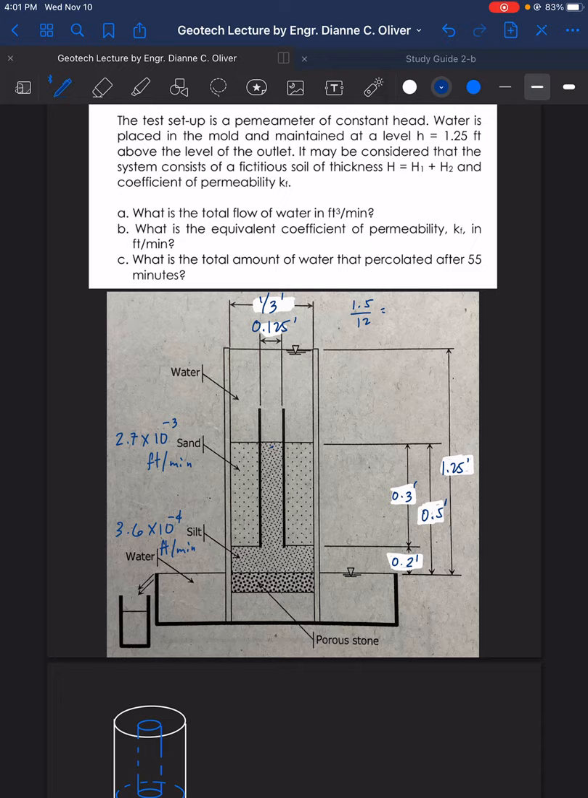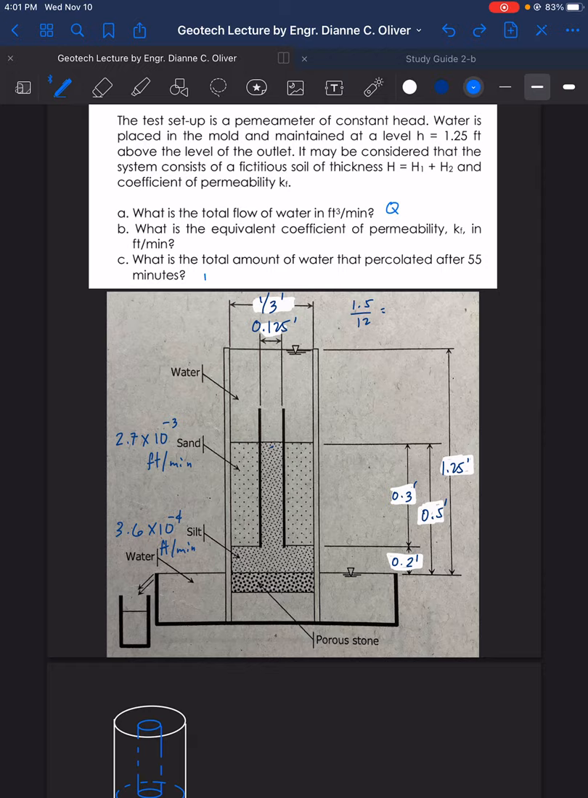What is the total flow of water in cubic foot per minute? So Q. What is the equivalent coefficient of permeability, K sub F, in foot per minute? So that entire system, it's looking for its K sub F, or equivalent coefficient of permeability. Then C, what is the total amount of water that percolated after 55 minutes? It's looking for the volume.